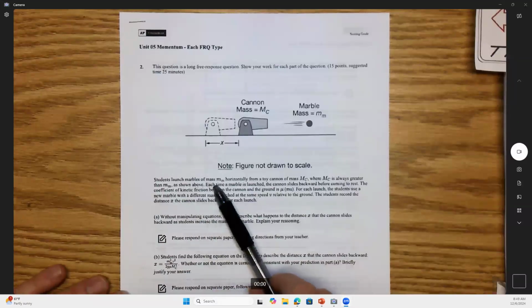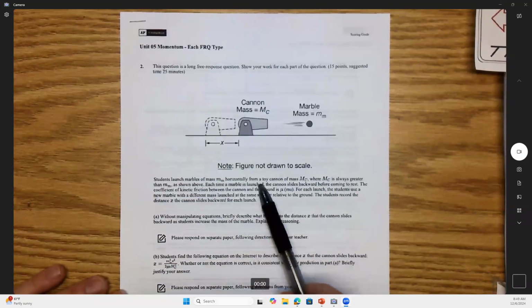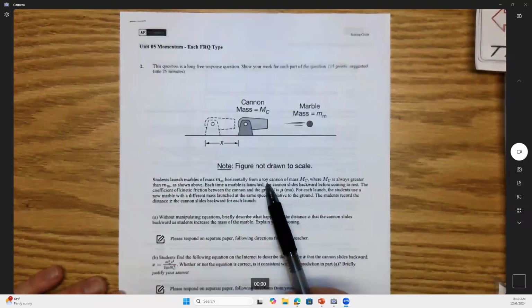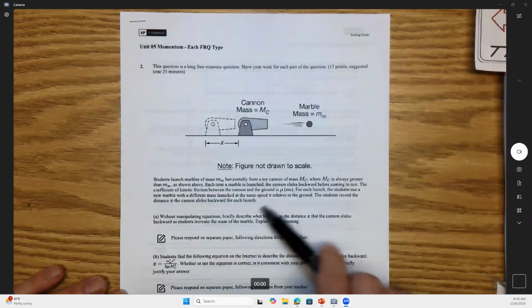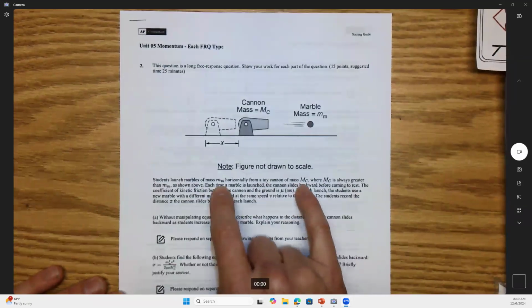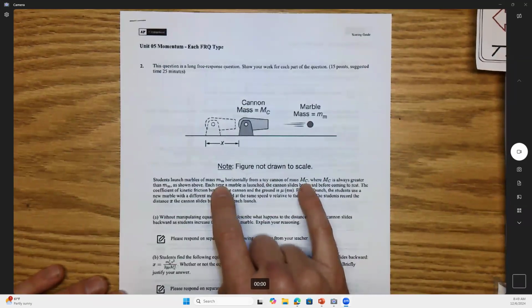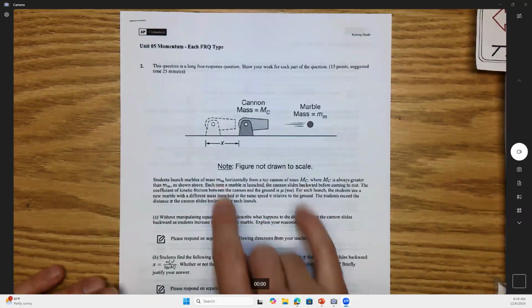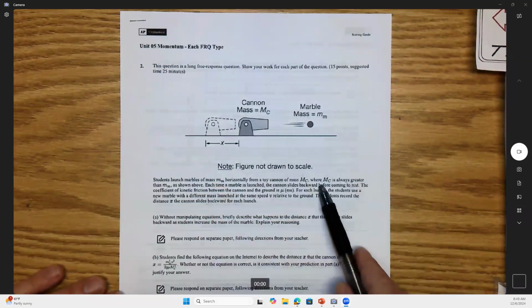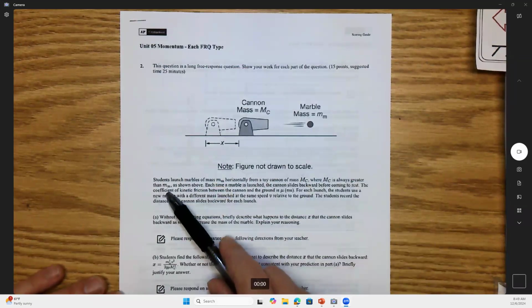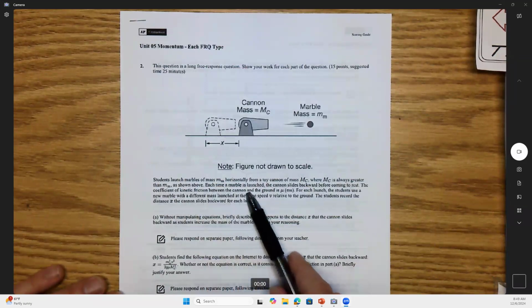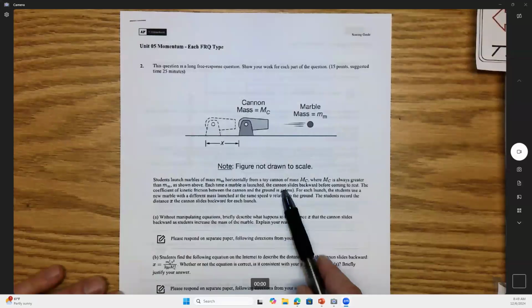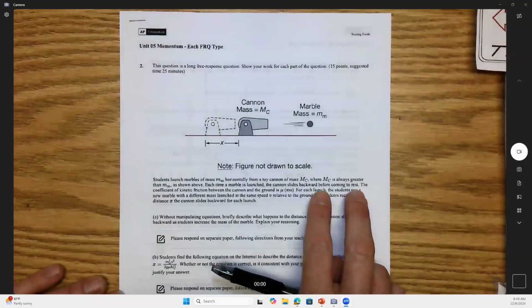Students launch marbles of mass m sub m, so mass of a marble, horizontally from a toy cannon with mass m sub c. So m sub c, mass of the cannon. Conveniently, maybe capital M could be the large mass of the cannon, and small m could be the mass of the marble. Where the mass of the cannon is always greater than the mass of the marble. Each time a marble is launched, the cannon slides backward before coming to rest.